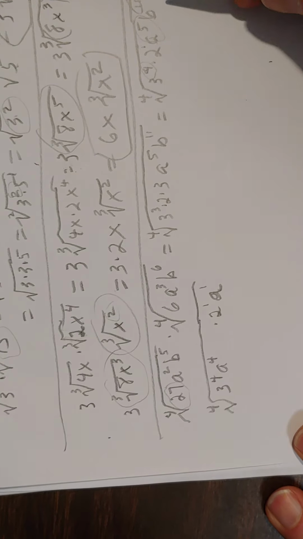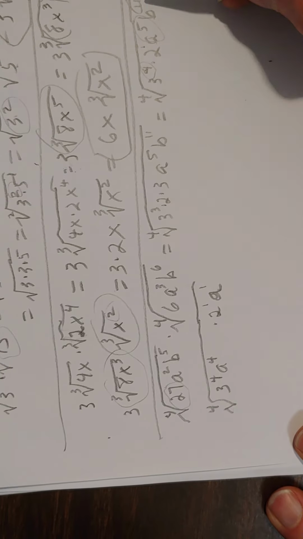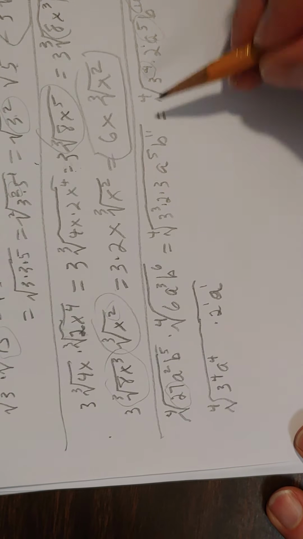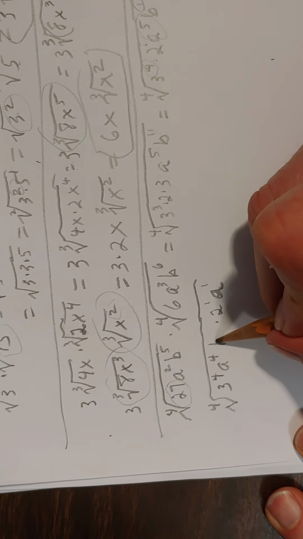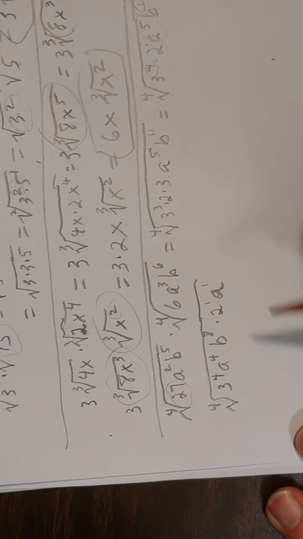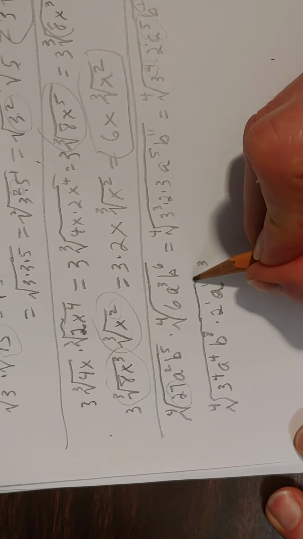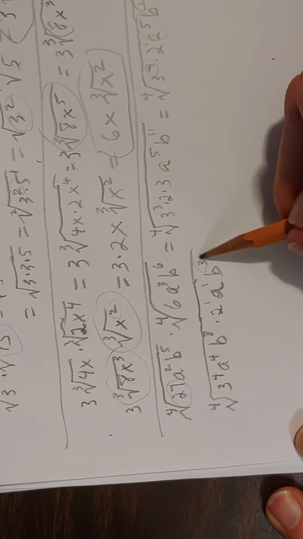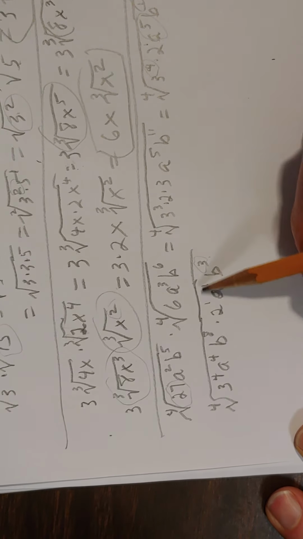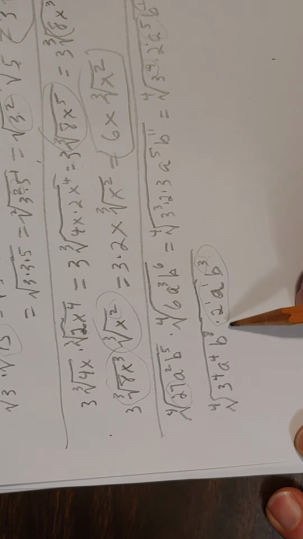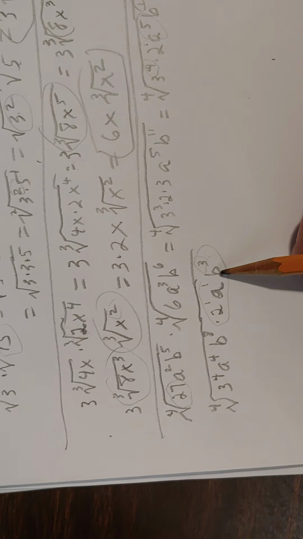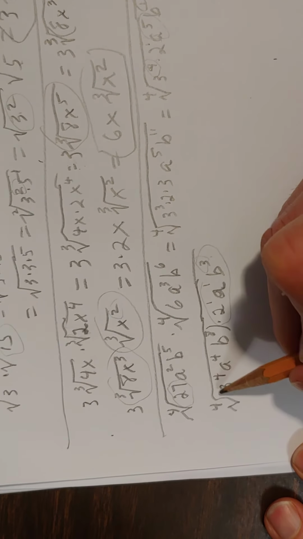B to the 11th. 11 is greater than or equal to 4, so there's a perfect 4th power in there. Choose the largest number less than or equal to 11 which is a multiple of 4, which is 8. 2 times 4 is 8. So we'll write this as b to the 8th times b to the 3rd. Notice that exponent is less than 4. All these exponents here are less than 4. This factor has no perfect 4th power in it. It's going to stay underneath the radical symbol.